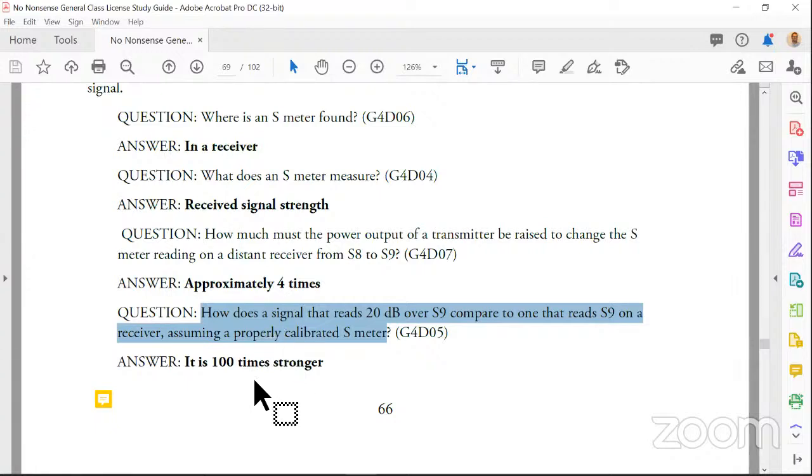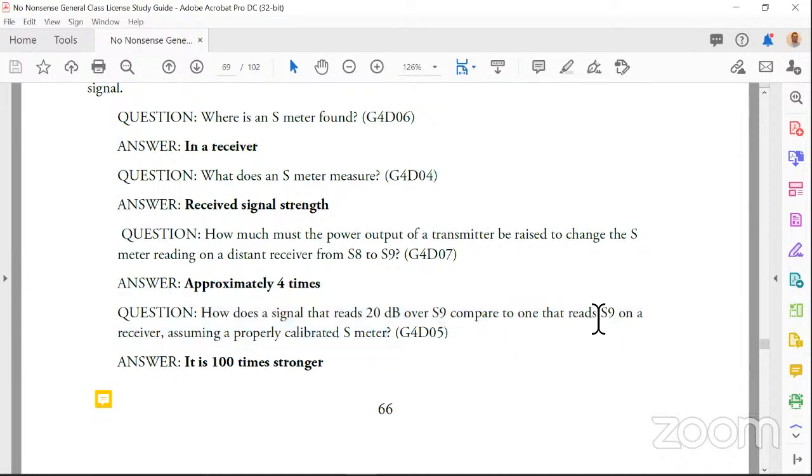Also, a similar question: how does a signal that reads 20 dB over S9 compare to one that reads S9 on a receiver, assuming a properly calibrated S meter? Okay, so let's dissect this question. What they're asking us is, you have an S9 signal, you're seeing that on the S meter, and there's another signal that is plus 20 dB over S9.